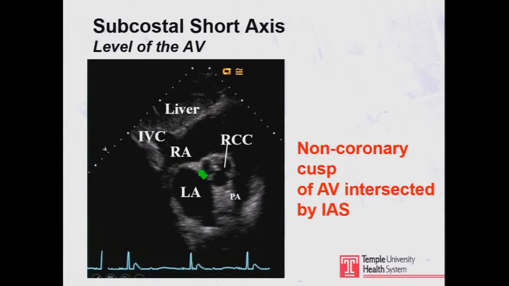Remember that the non-coronary cusp of the aortic valve is intersected by the intraatrial septum. So this is non, this is right, leaving this to be left. And it's right because the pulmonary artery is the most anterior structure in the heart. The right coronary cusp is the most anterior. So this must be the right coronary. And again, this has to be the non.